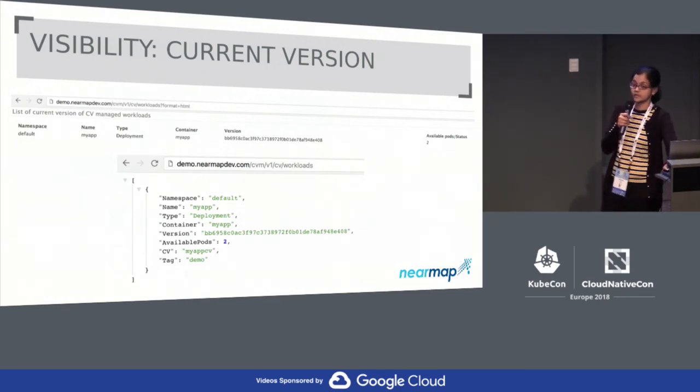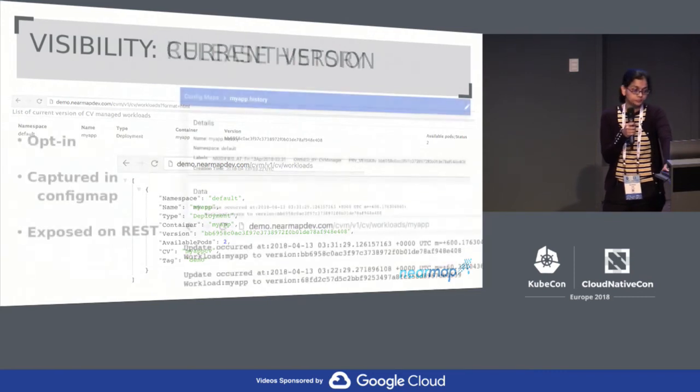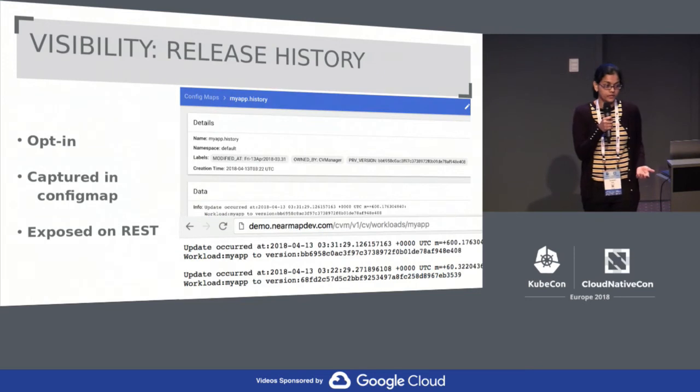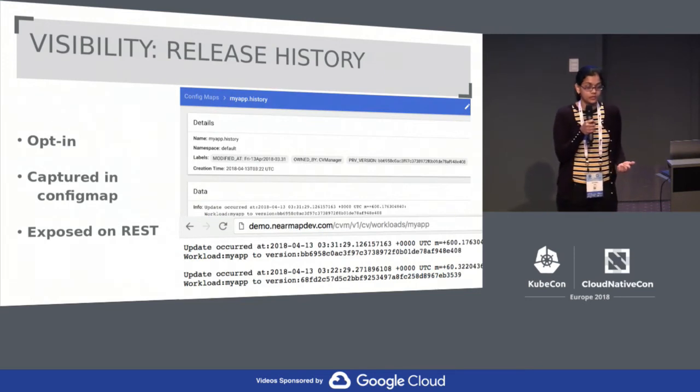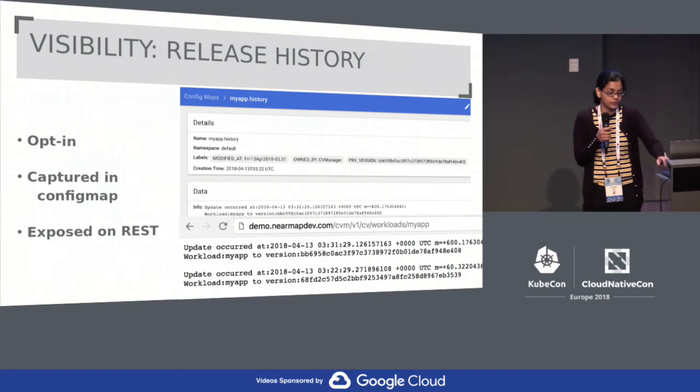These are a couple of interfaces that we have that allow you to see the current versions of your cluster. There are JSON and HTML formats. HTML is primarily provided to integrate into your monitoring system, should you have one. And as mentioned earlier, it's an opt-in feature for release history. It uses config map to maintain the previous release history, and this information is exposed on REST interfaces for your use.